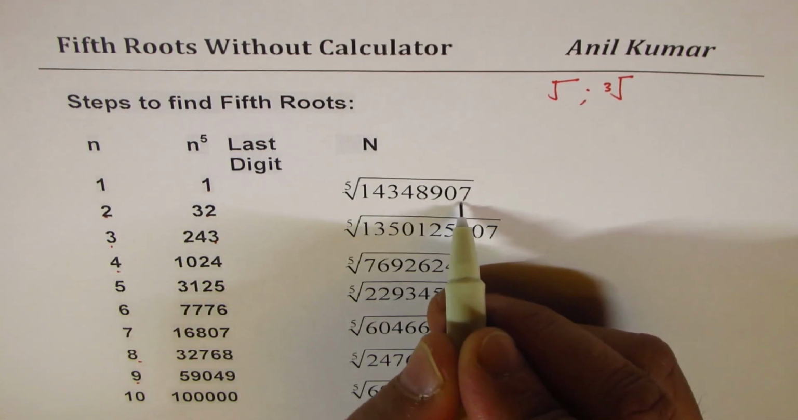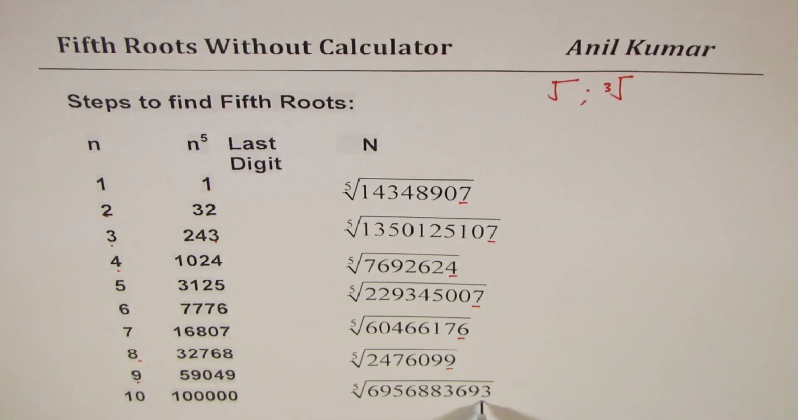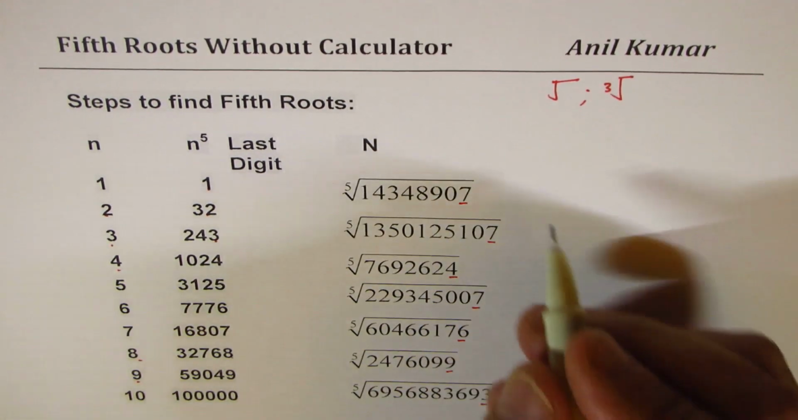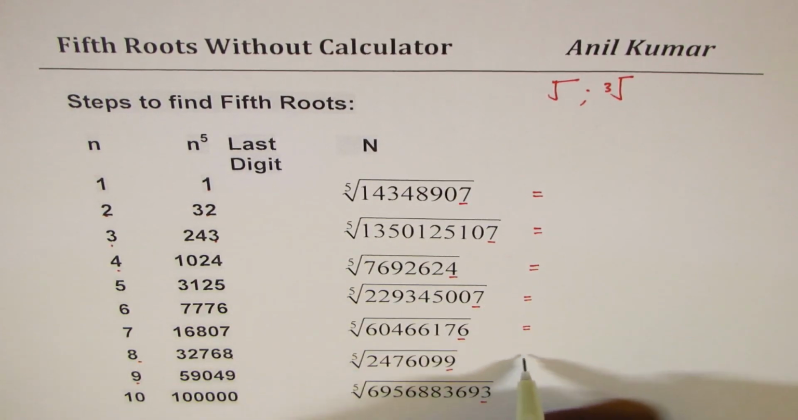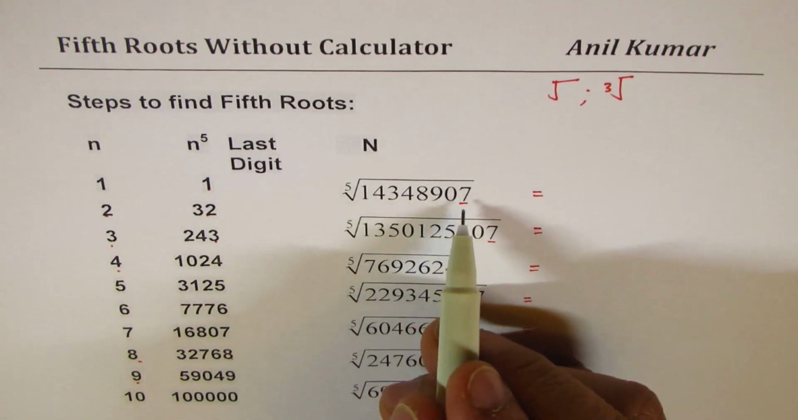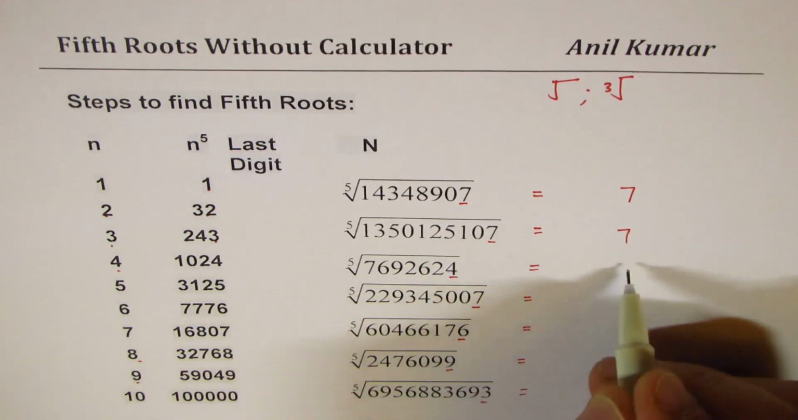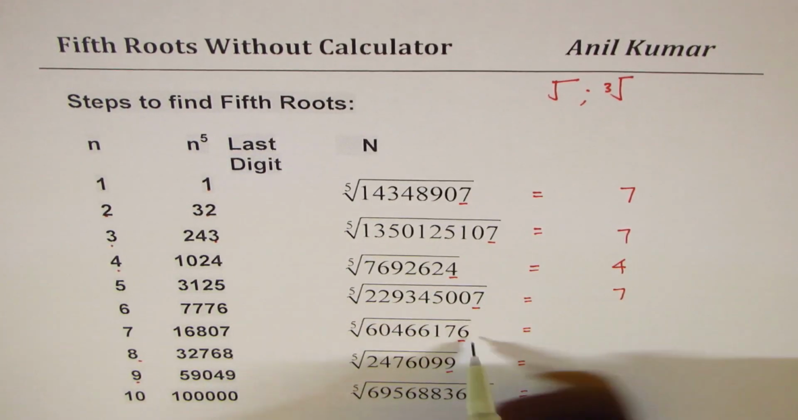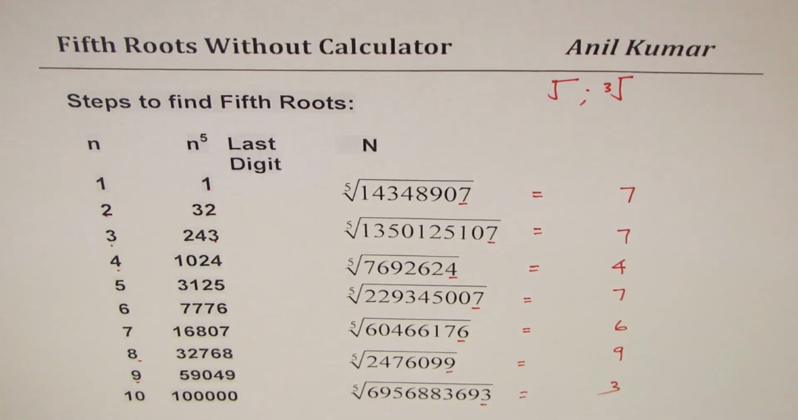That means the last digit actually corresponds to the 1's place. So we can straight away write down at least one digit as our correct answer without any difficulty. So for this, it is going to be 7. Here again 7. Here it will be 4. Then so many 7s we have taken. Okay, 9. And here it is going to be 3.